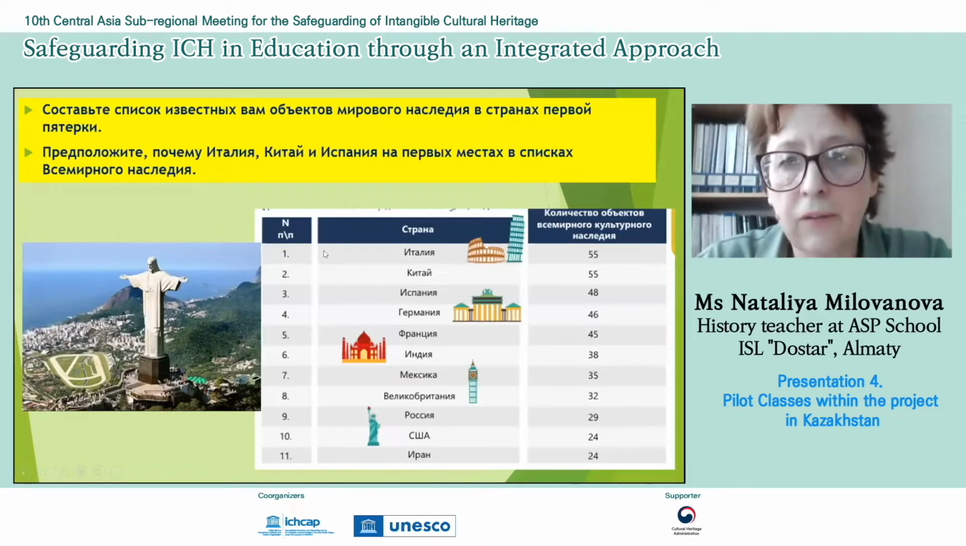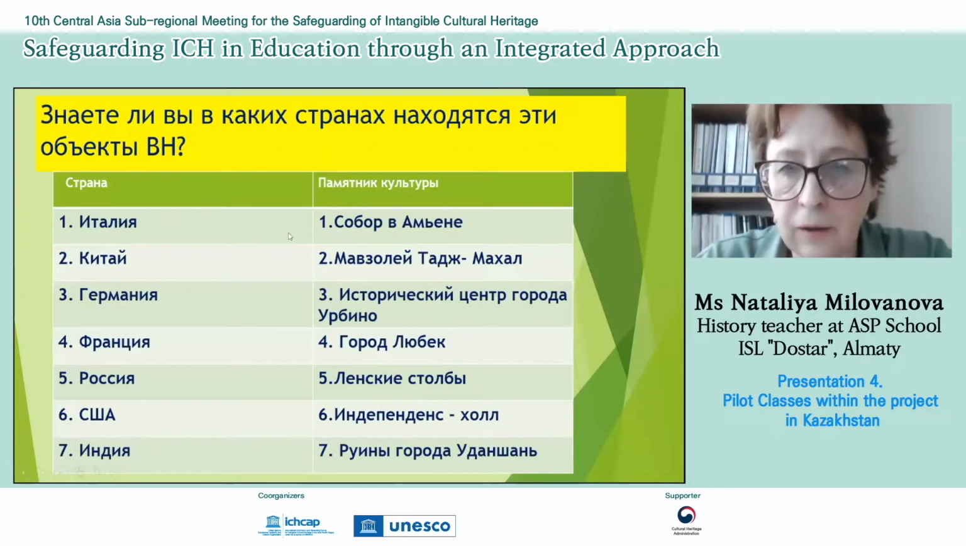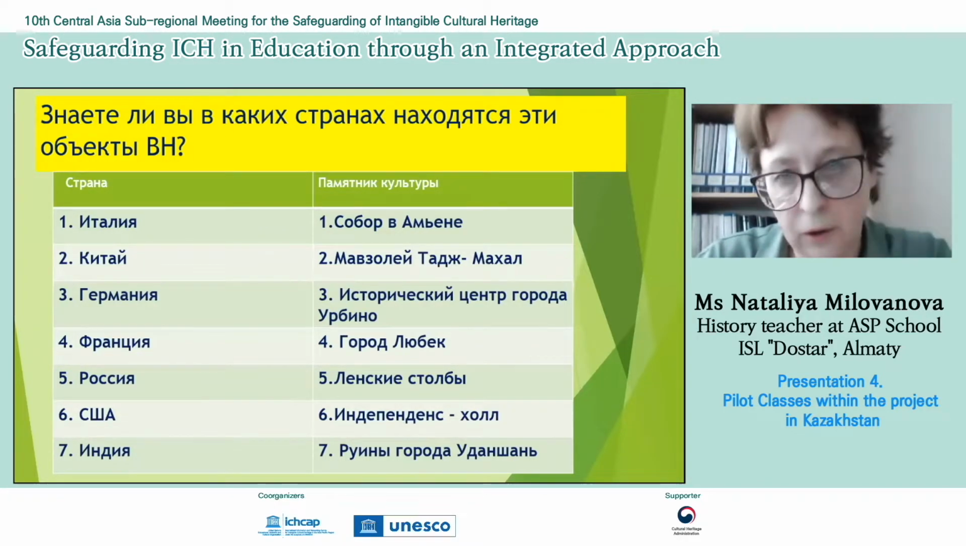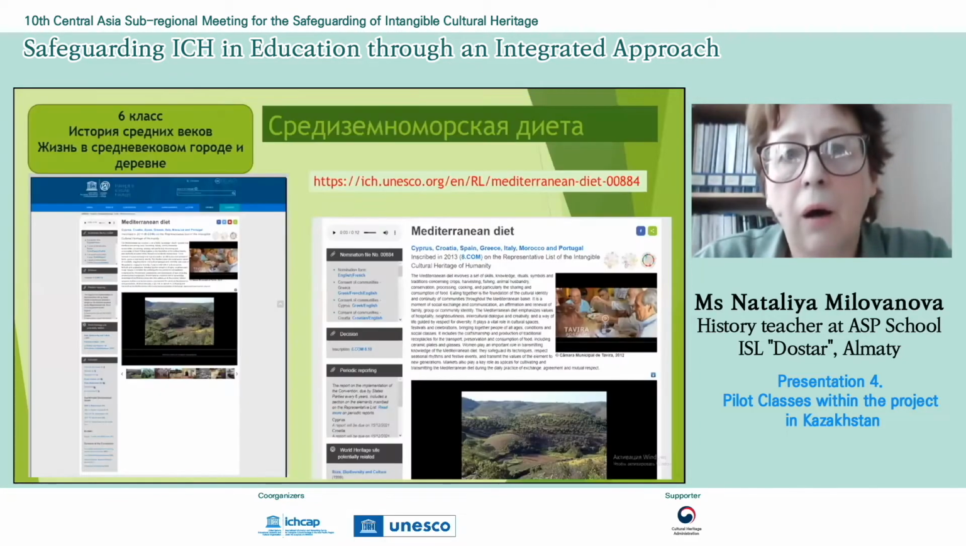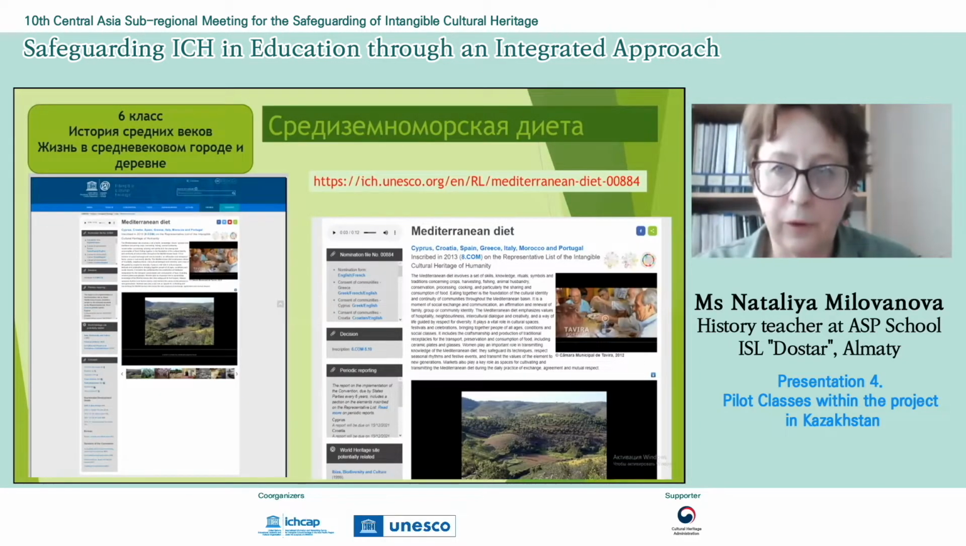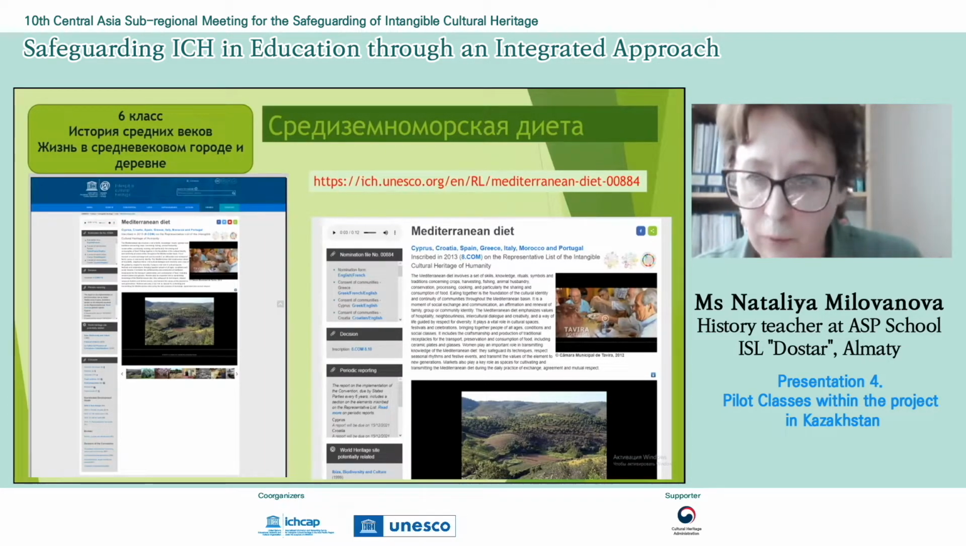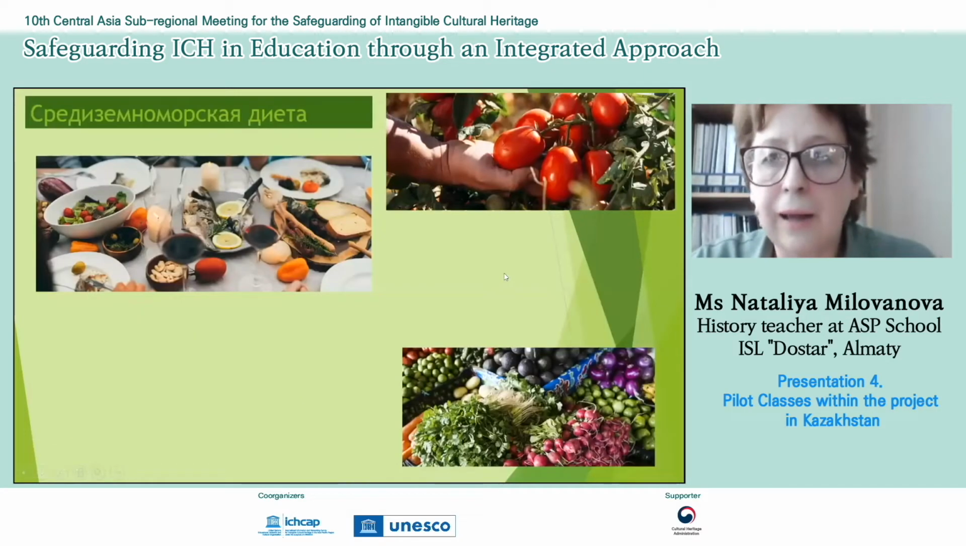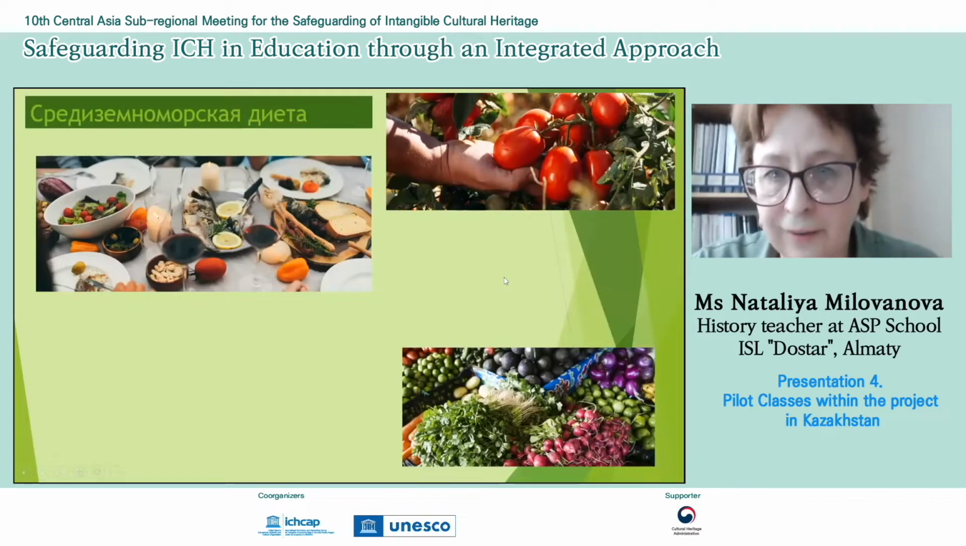So basically, we came up with the lists of the World Cultural Heritage sites, tried to understand which country has the most of these facilities, why, what are the reasons behind this. Also, one more interesting point, we just came up with this recently, just at the beginning of the school year. As one of the ICH elements, Mediterranean diet. I included this element in this topic, life in the Middle Ages in the rural areas or urban areas.